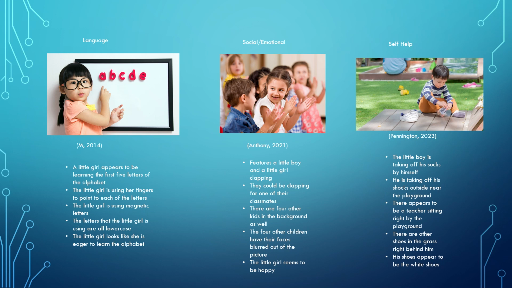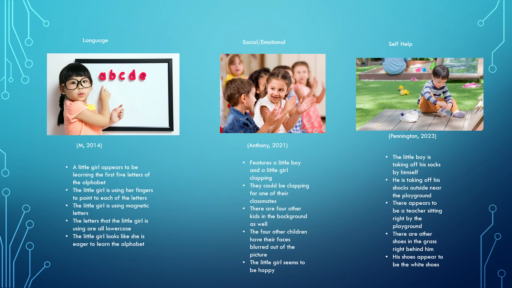The middle picture represents social and emotional development, and it features a little boy and a little girl clapping. They could be clapping for one of their friends. There are 4 other kids in the background as well. The 4 other children have their faces blurred out of the picture. The little girl seems to be very happy.